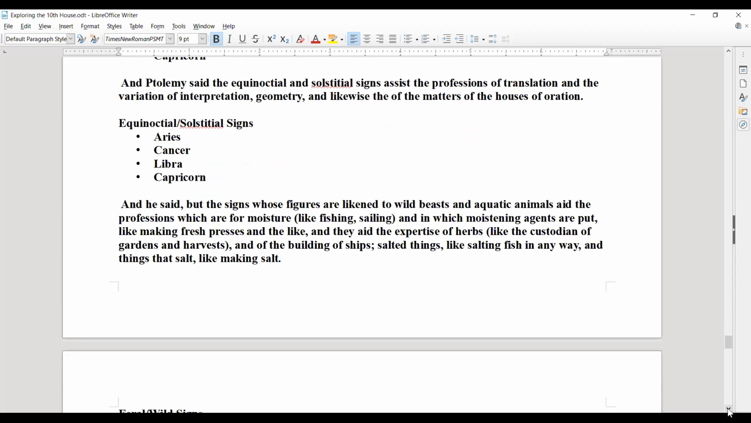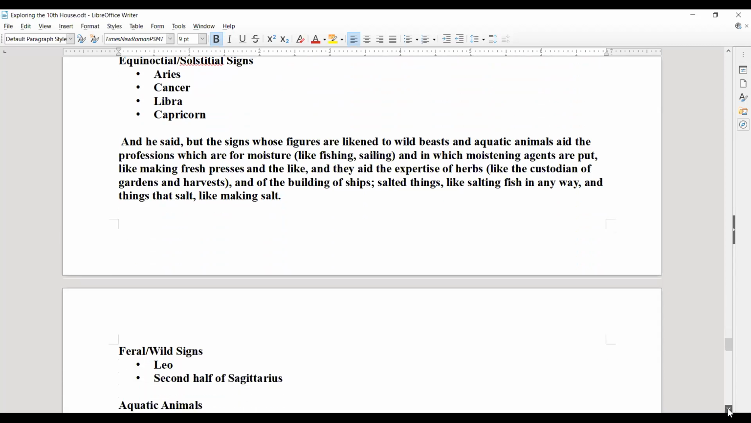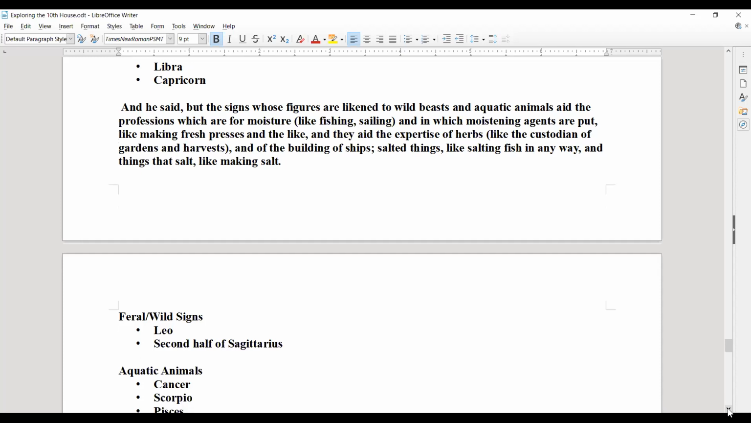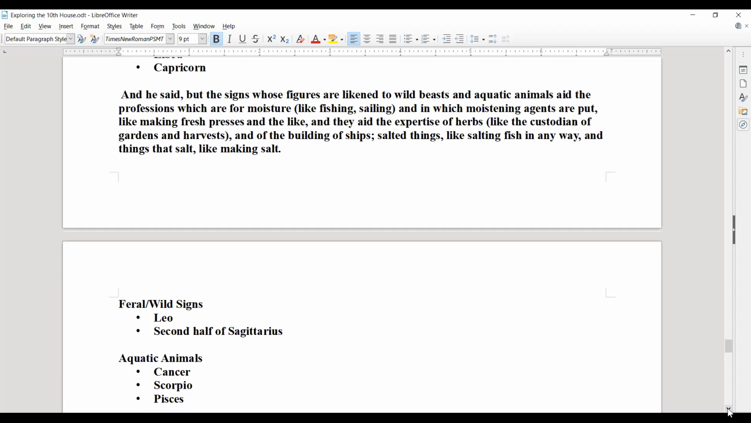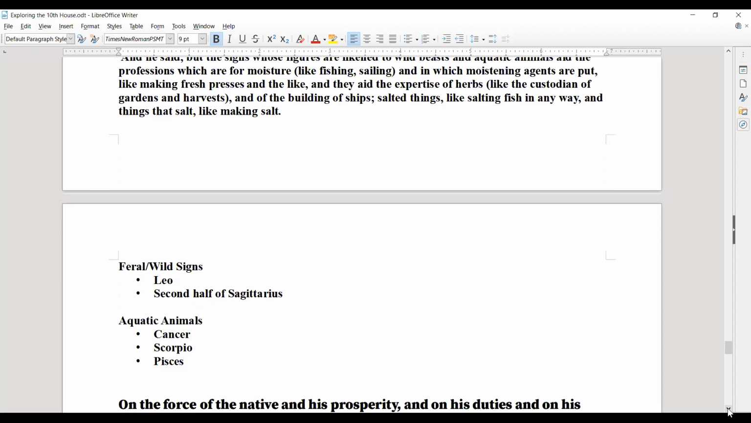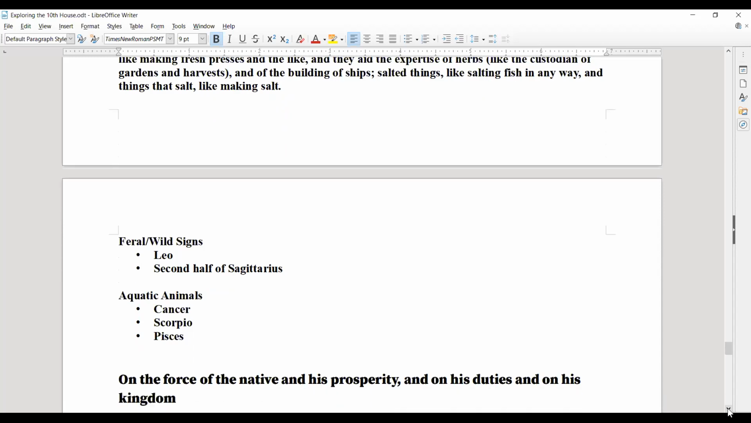And then he talks about the figures likened to wild beasts and aquatic animals, and professions which are good for moisture. So moisture, that's also a bartender, right? Or a beer creator. What do they call those? I don't drink beer, so what is it called? A microbrewery or brewer, a beer brewer or something like that. And so he talks about expertise in herbs, making presses, building of ships, and salted things like salting fish, because of course the moon is water and the moon is the salty flavor.